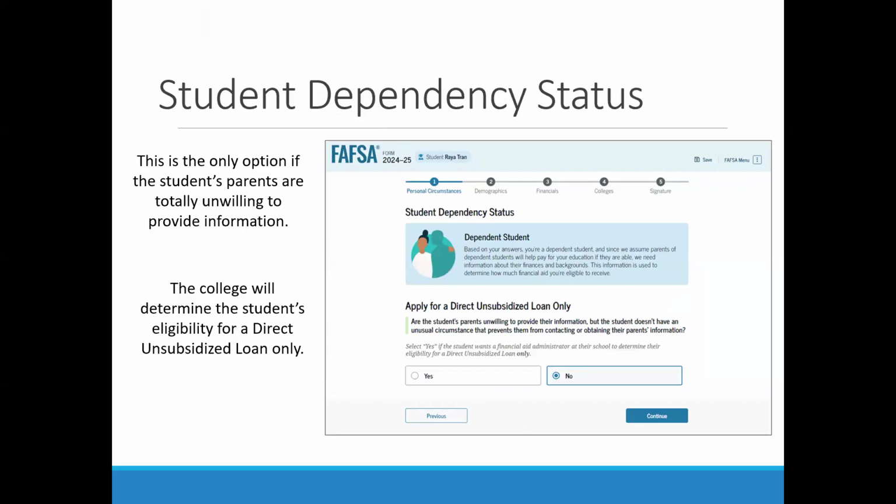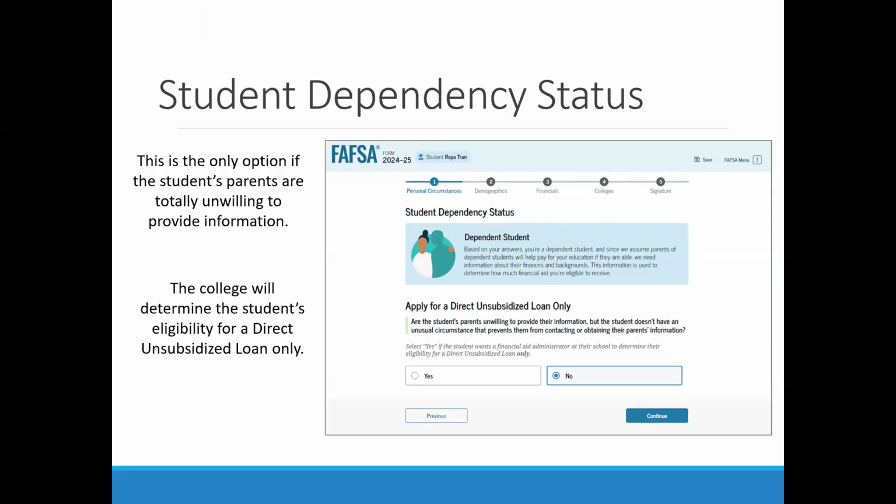If your student is considered a dependent student, they will be asked if their parents are unwilling to provide information for the FAFSA. So if a student is dependent, would need parent information, and their parents are refusing to provide information, they can select that they would like to apply for a direct unsubsidized loan only, and that would allow them to move through the form and complete the form.